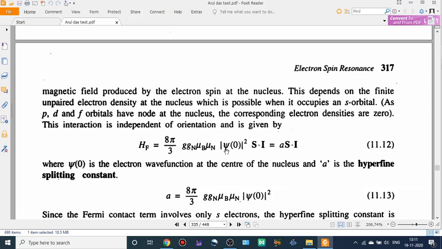Okay, this nuclear electric quadrupole energy is significant only for nuclei whose nuclear spin is greater than half. Here we will deal with I equal to half systems, so we can avoid this quadrupole energy.